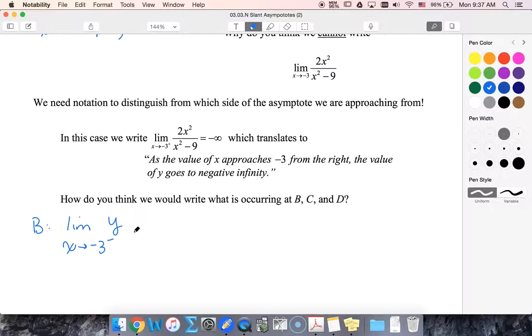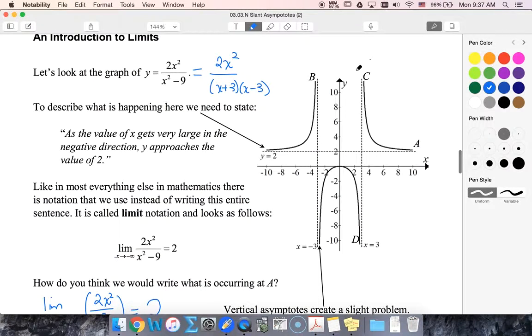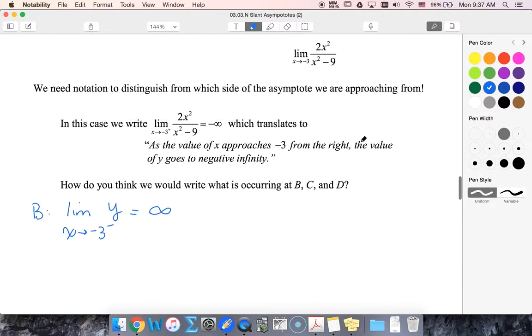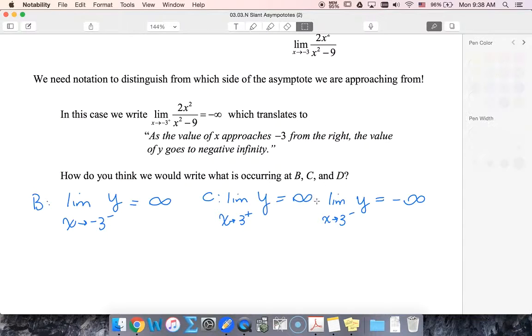I'm going to call that just the y. In this case, we would approach positive infinity. At c, I'm on this side, so I'm approaching 3 from the right-hand side. My limit as x approaches 3 from the right-hand side, so I use positive 3, of my function turns into positive infinity. The limit as x approaches 3 from the left-hand side of our function is negative infinity. And that's what's happening at d.